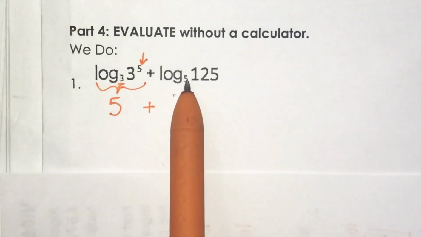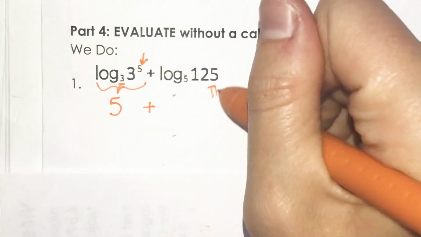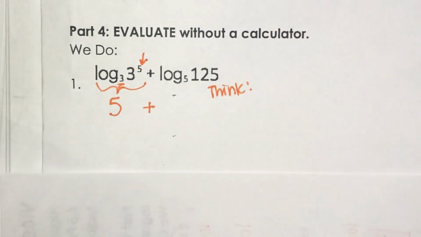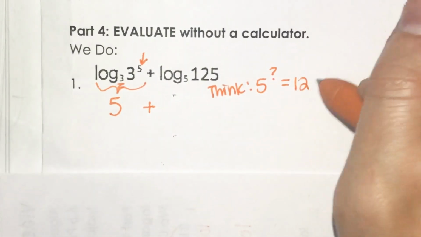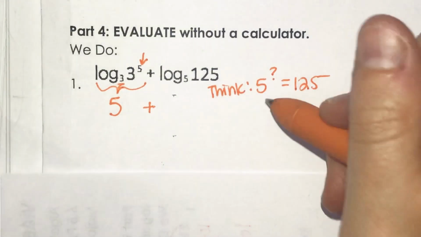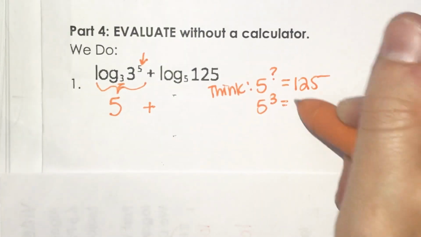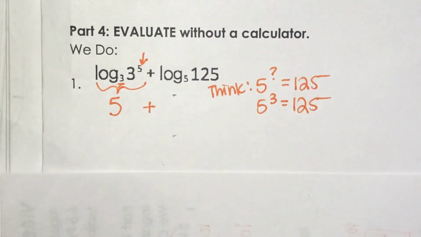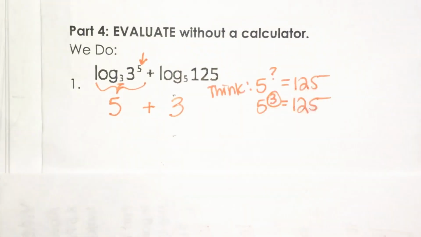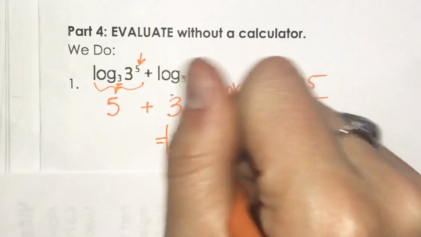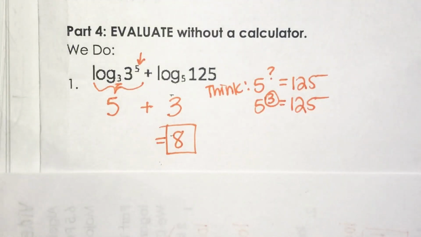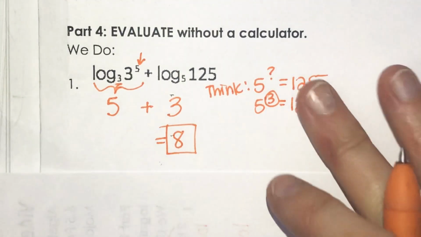And then I come over here and I say plus log base 5 of 125. Here's what I'm thinking in my brain: 5 to the what power gives me 125? Well, it would just be 5 to the 3rd, which gives me 125. So the answer there is just 3. So 5 plus 3 equals 8, and we're done. Easy peasy, right?